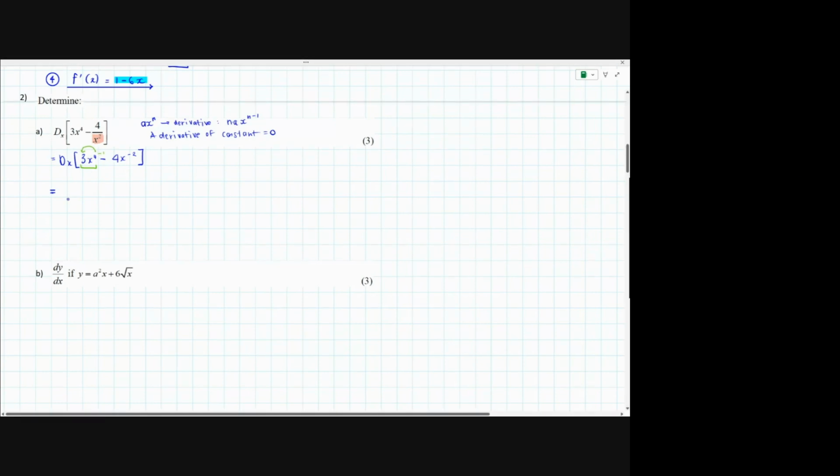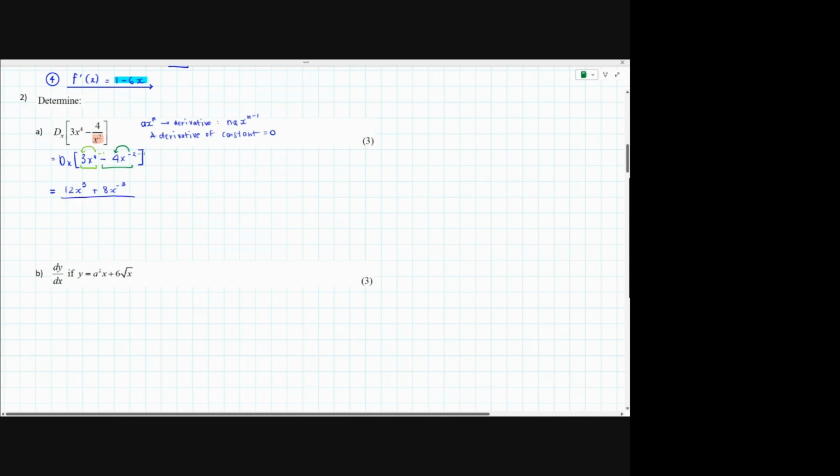So this is going to be 12x to the power 3, and then I move on to my second term and I do exactly the same thing. Now remember it's a negative, so just be careful. When you multiply the -2 by -4, you're going to get a +8, and then we'll obviously subtract 1 from the exponent. So you will end up with +8x to the power -3.